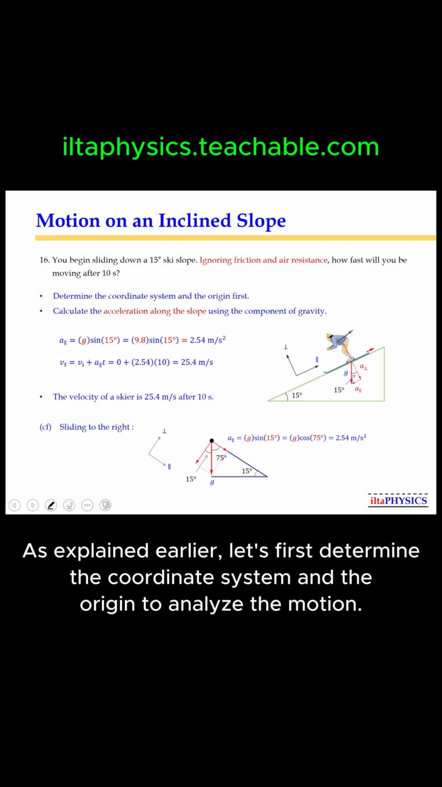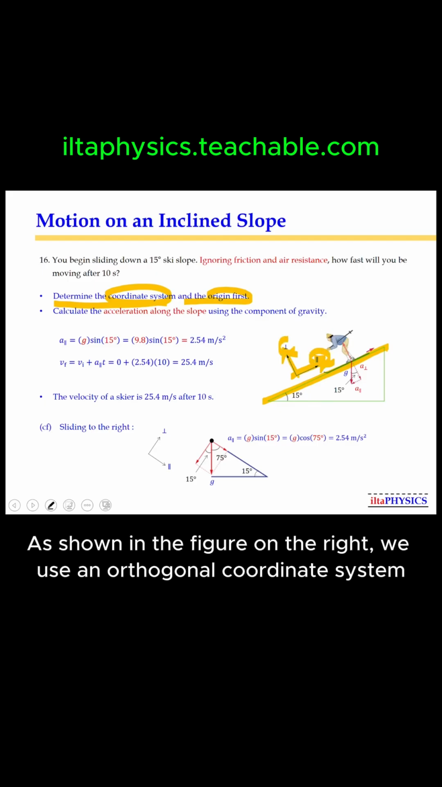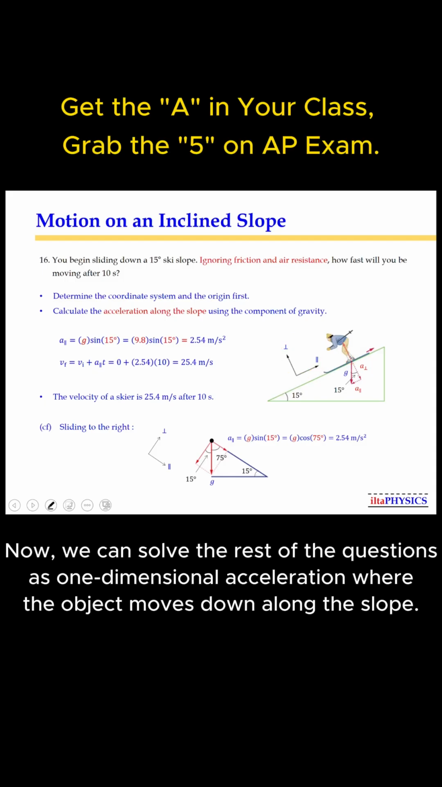As explained earlier, let's first determine the coordinate system and the origin to analyze the motion. In most cases, we use a coordinate system consisting of an axis parallel to the slope and an axis perpendicular to it. As shown in the figure on the right, we use an orthogonal coordinate system tilted along the slope, and generally set the initial position of the object as the origin. Now, we can solve the rest of the questions as one-dimensional acceleration where the object moves down along the slope.